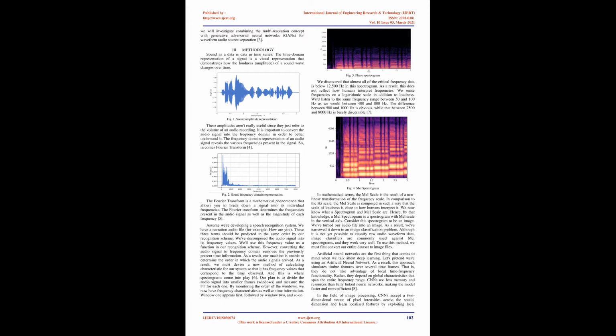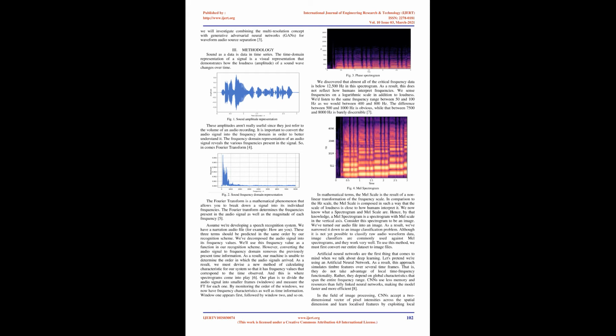However, converting the audio signal to the frequency domain removes the previously present time information. As a result, our machine is unable to determine the order in which the audio signals arrived. As a result, we must devise a new method of calculating characteristics for our system so that it has frequency values that correspond to the time observed. And this is where spectrograms come into play.